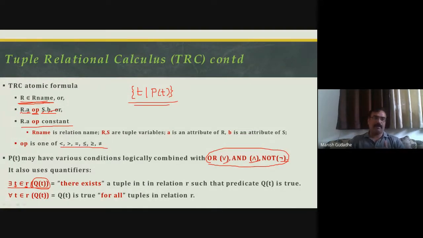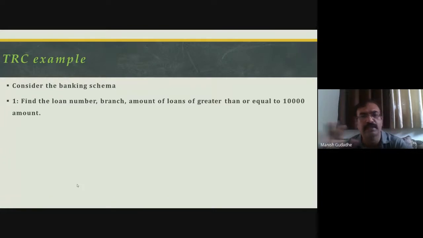The other quantifier is for all T in R, Q is true. In the first one we are selecting a few of them, whereas in the second one we are printing all of them. This will become more clear when we go to a simple expression. Let us consider the banking schema and find the loan number, branch and loan amount of loans greater than or equal to 10,000. It is a very simple one.